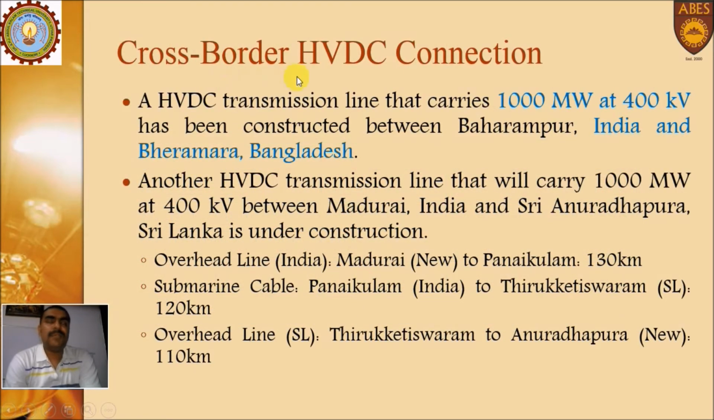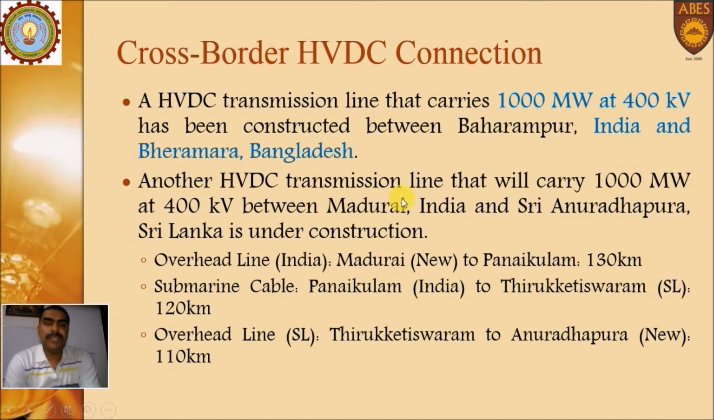Then after that, some cross-border HVDC connections are also installed in India. One project is 1000 megawatt at 400 kV, constructed between India and Bangladesh. It was completed in two stages. Initially, it was about 500 megawatt, and in 2018, another 500 megawatt was operational. So now its complete capacity is 1000 megawatt.